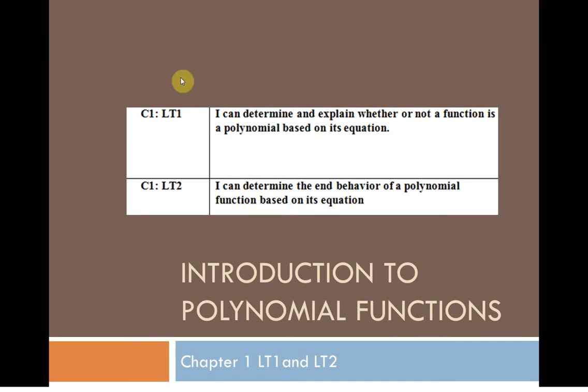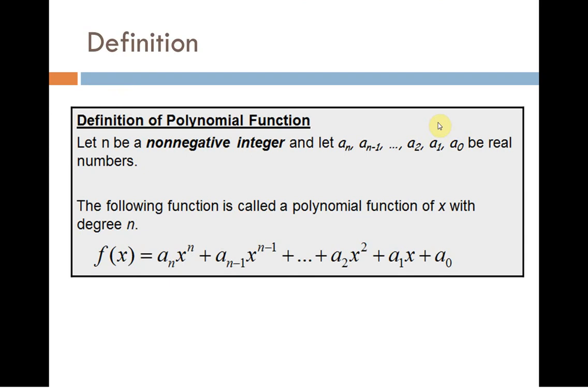So you're going to be able to determine and explain whether or not a function is a polynomial based on its equation, and determine its end behavior based on the equation. That sounds exciting. Look at us go.